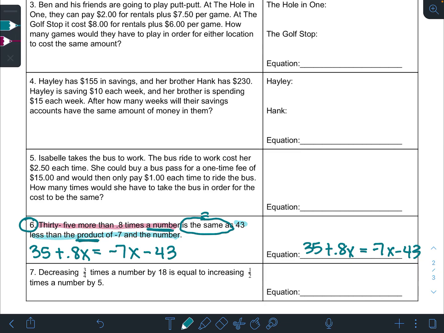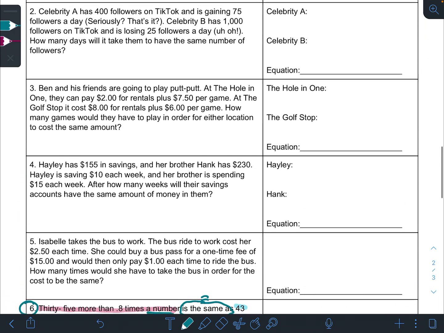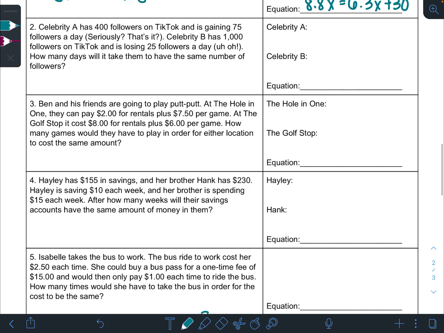Okay, try those out. There's only 5 of them for you to do. Again, you are not solving, you are just writing the equation.